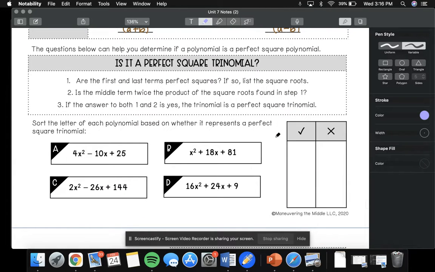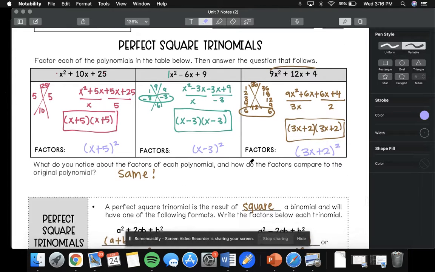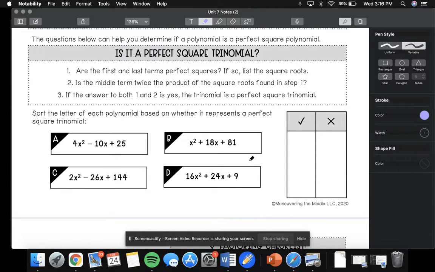The questions below can help you determine if a polynomial is a perfect square trinomial. Again, guys, if you feel confident with factoring and knowing that sometimes you could get the same exact thing, that's how I would do it, but there are always tricks. So, are the first and last terms perfect squares? If so, list the square roots. Is the middle term twice the product of the square roots found in step 1? If the answers to both questions 1 and 2 are yes, the polynomial is a perfect square trinomial.